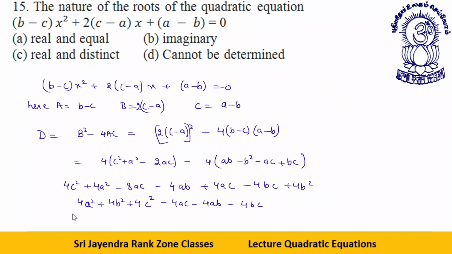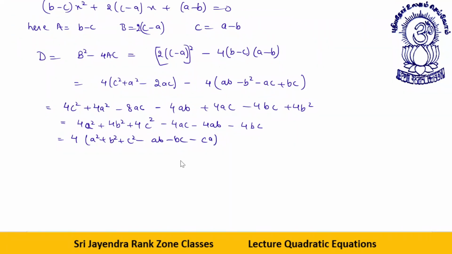Now, dear students, what happened? I take a 4 common. If I take a 4 common, it is like a square plus b square plus c square minus ab minus bc minus ca. Now, dear students, I've told you this thing many times. This expression is 4 into half of (a minus b) square plus (b minus c) square plus (c minus a) square. So D is equal to this.